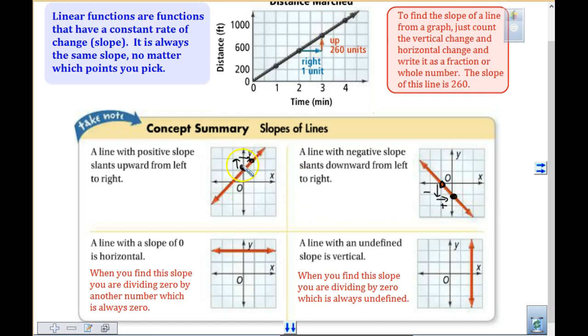Someone said, well, how do you know that this one's positive? And so, when you're thinking of going up, we usually think of that as a positive number, and if you think of counting to the right, that's also positive. Positive divided by positive is going to be a positive slope.